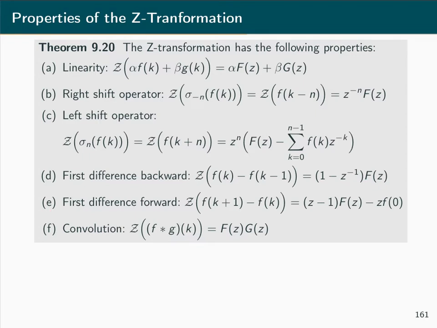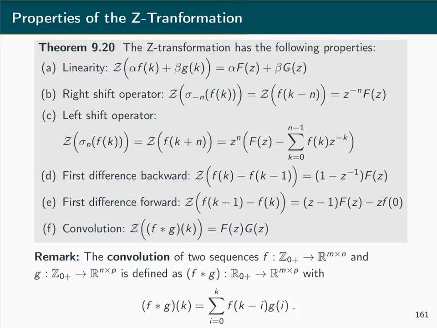And E, the z transformation of the first difference forwards, so Z of f of k plus 1 minus f of k is equal to, in brackets, z minus 1 times F of z minus z times f of 0. And finally F, if we have a convolution in the time domain, so f convolved with g of k, then the z transformation results in a simple multiplication of the z transforms of the functions f and g, so F of z times G of z.